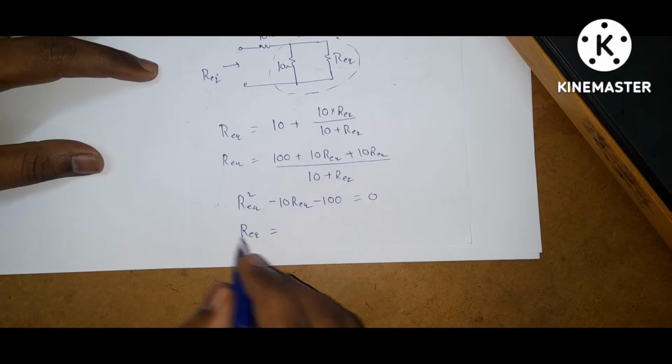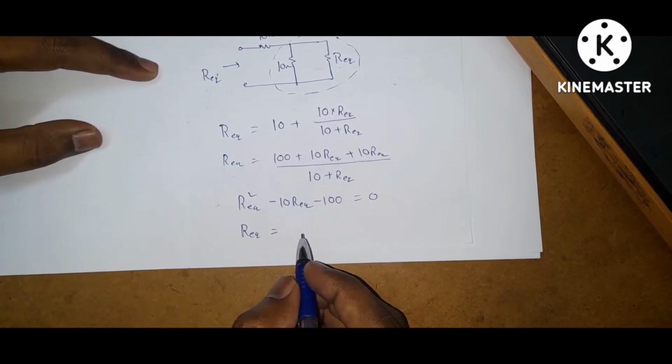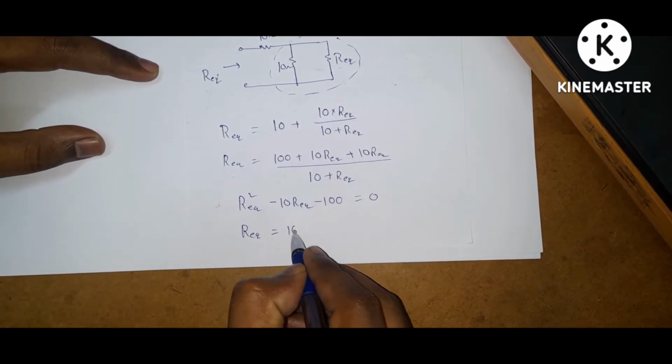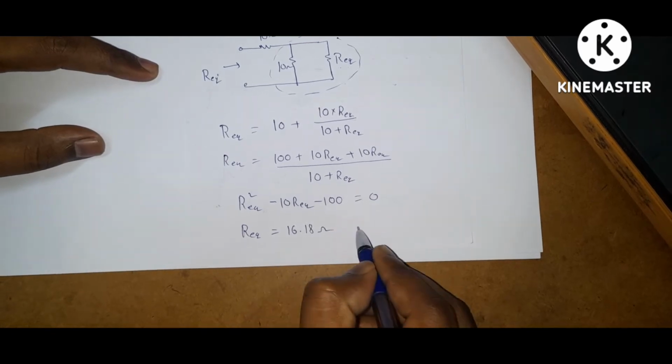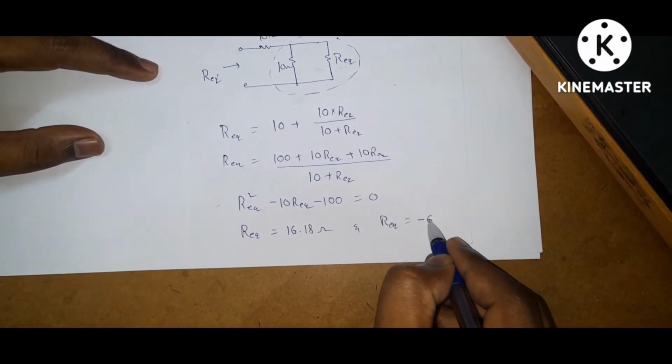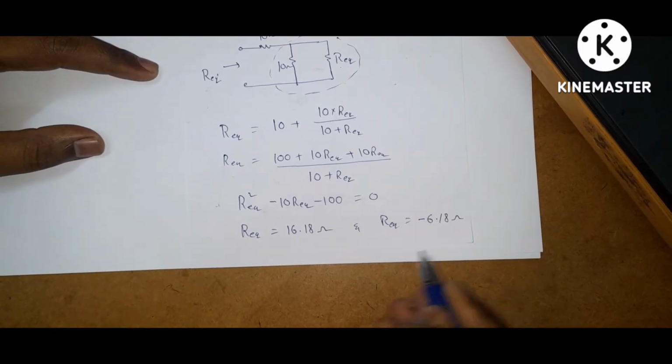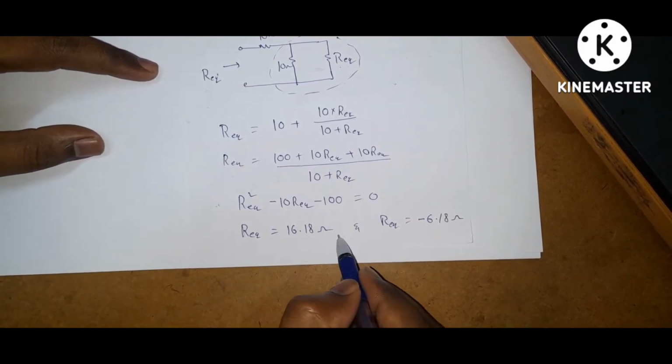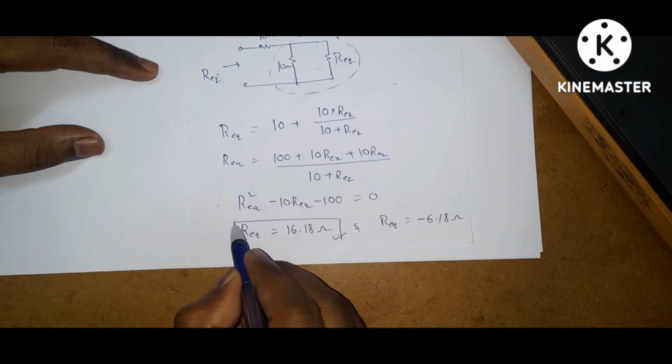You will get finally R equivalent square minus 10 R equivalent minus 100 is equal to 0. If we solve this, R equivalent is equal to 16.18 ohms and the other value is R equivalent equal to minus 6.18 ohms. Here we consider only the positive value. So this is R equivalent.